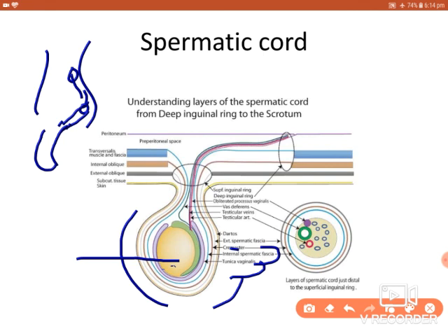This cremaster muscle and fascia is derived from the internal oblique and the transverse abdominis muscle. Then outermost, you can see the gray color one. See this gray color one, that is the external spermatic fascia, derived from the external oblique muscle. So these form the coverings of the spermatic cord.